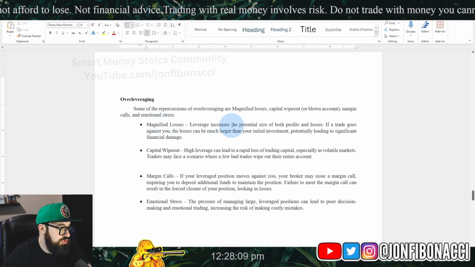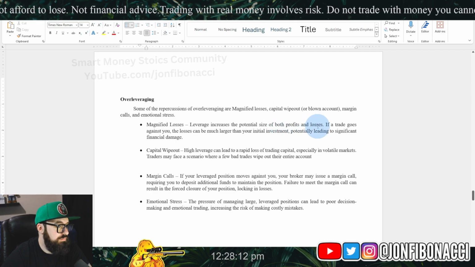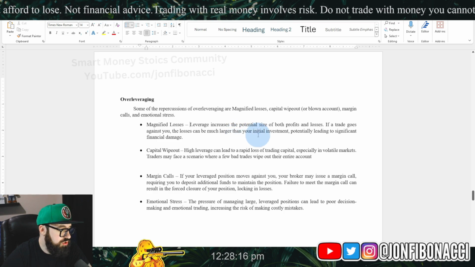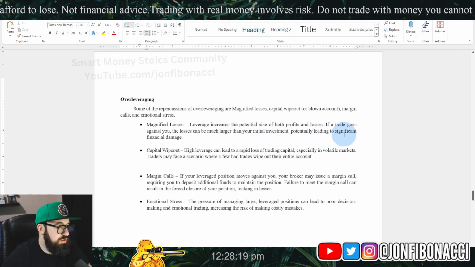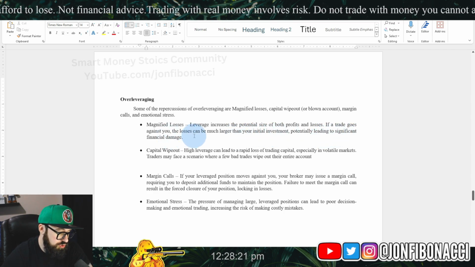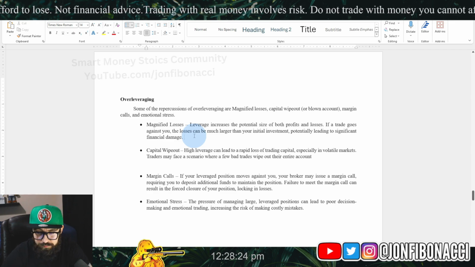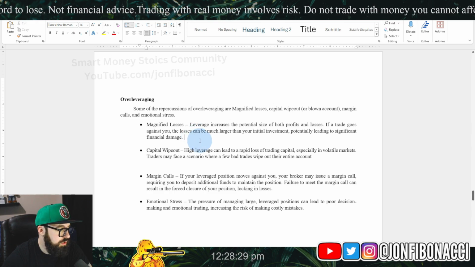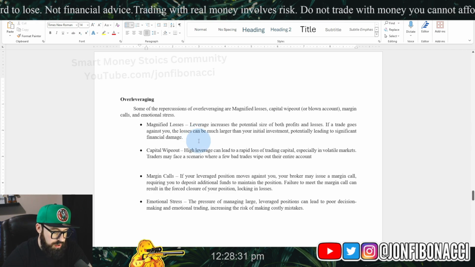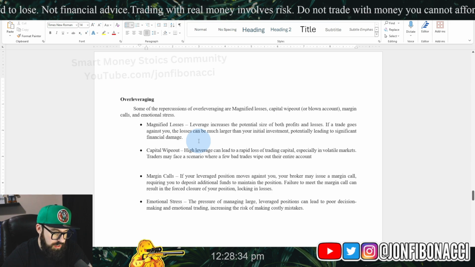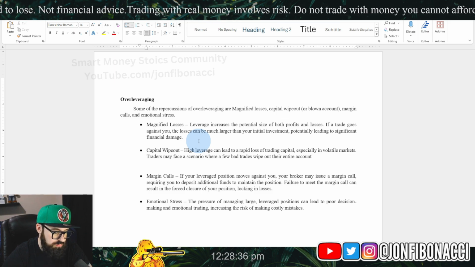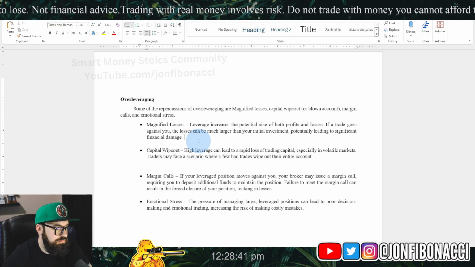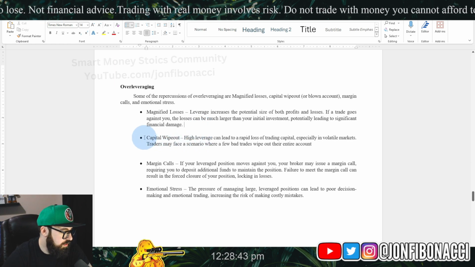Leverage increases the potential size of both profits and losses. If a trade goes against you, the losses can be much larger than your initial investment, potentially leading to significant financial damage. In futures, your account can go negative. It's never happened to me, okay? But it is possible. If you go into Google and look up, oh hell, I forgot who it was, I think it was like shortsellers.com or something. Yeah, you'll find it. They went negative too. They got wrecked. So you can go investigate that if you want.